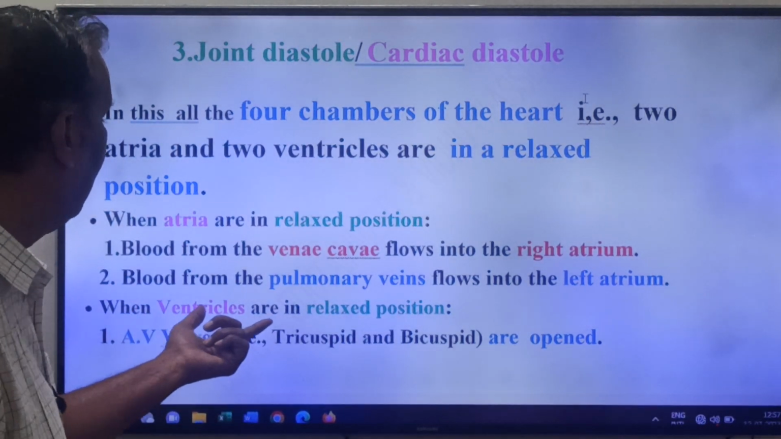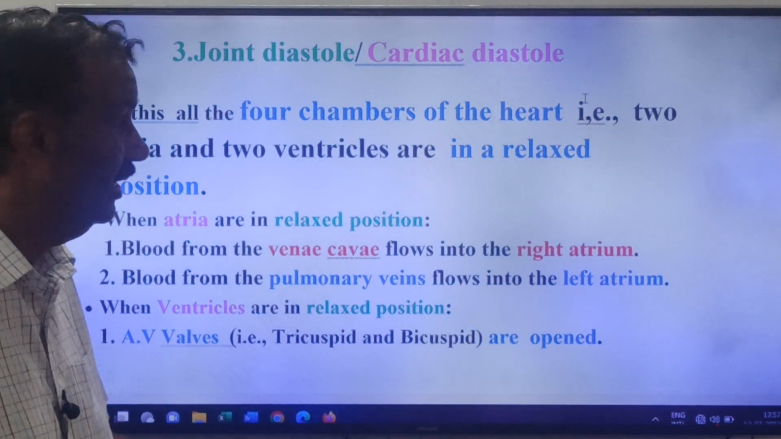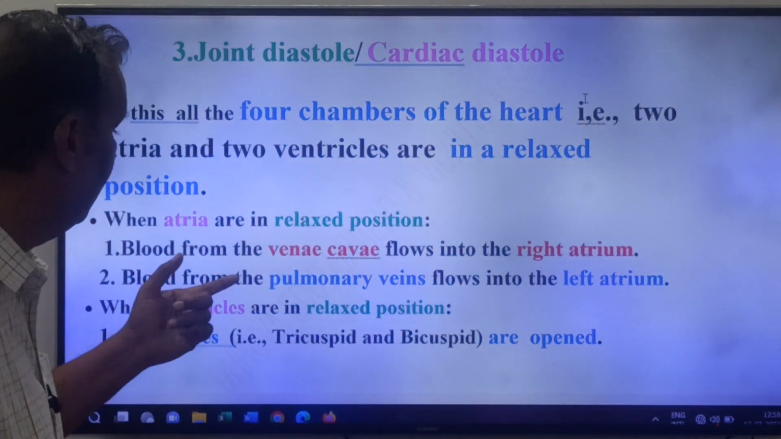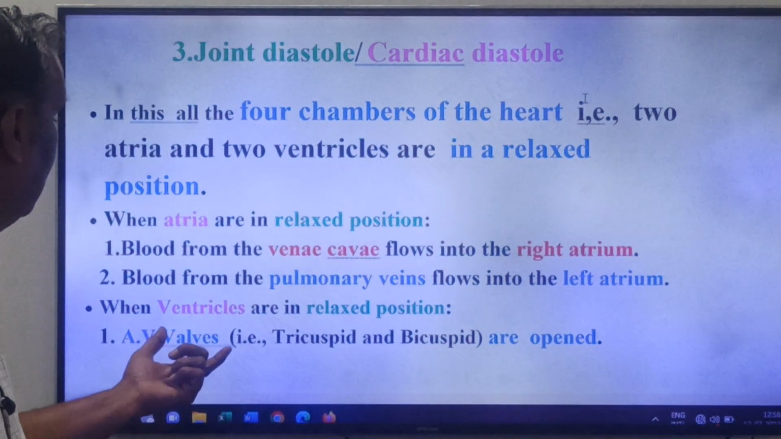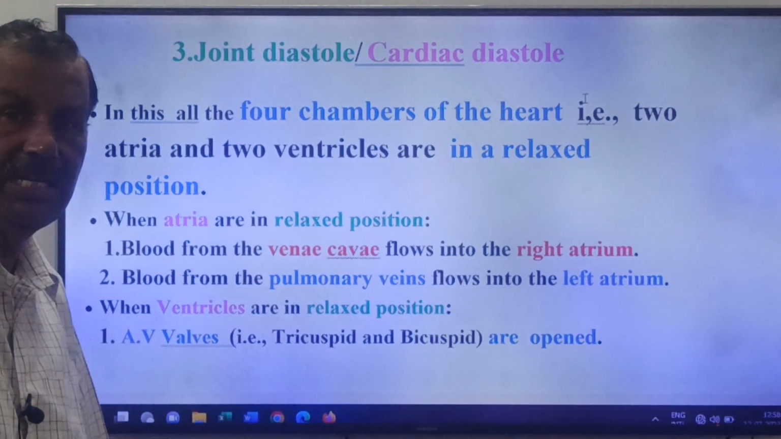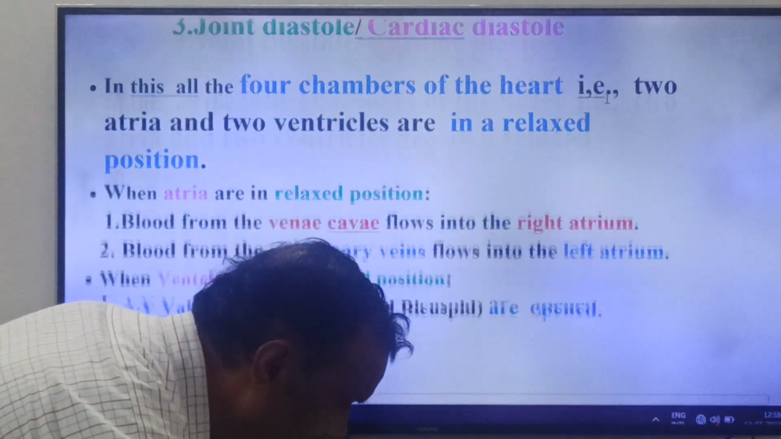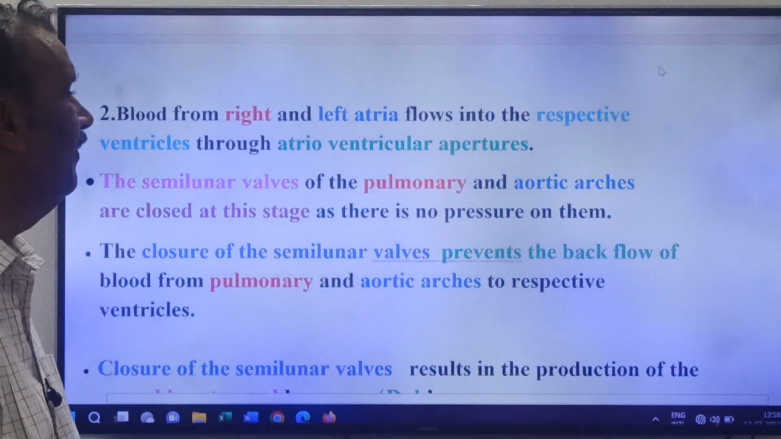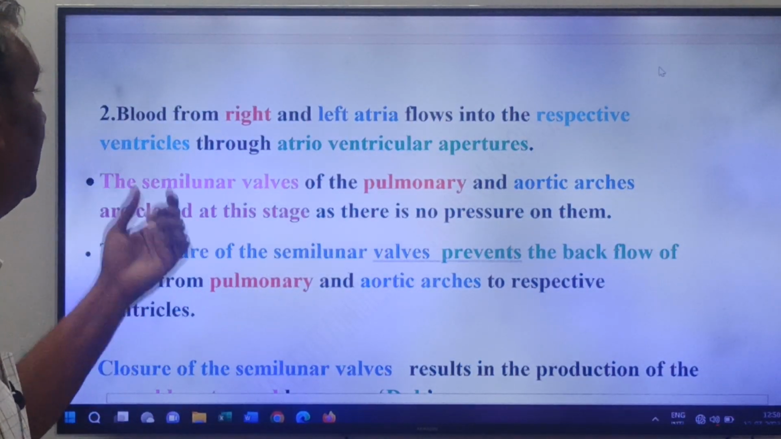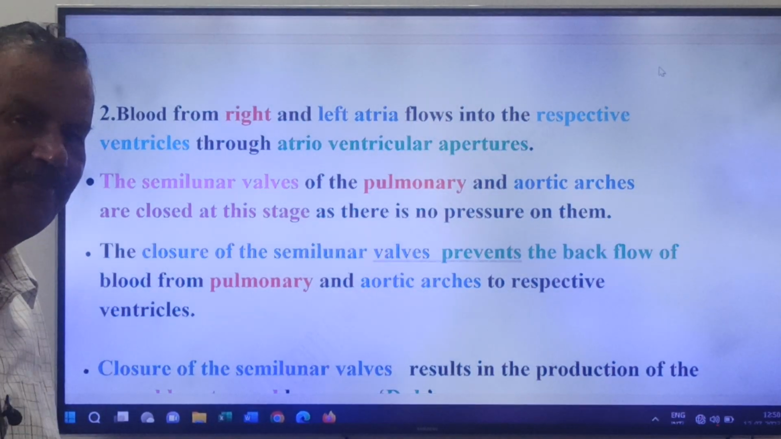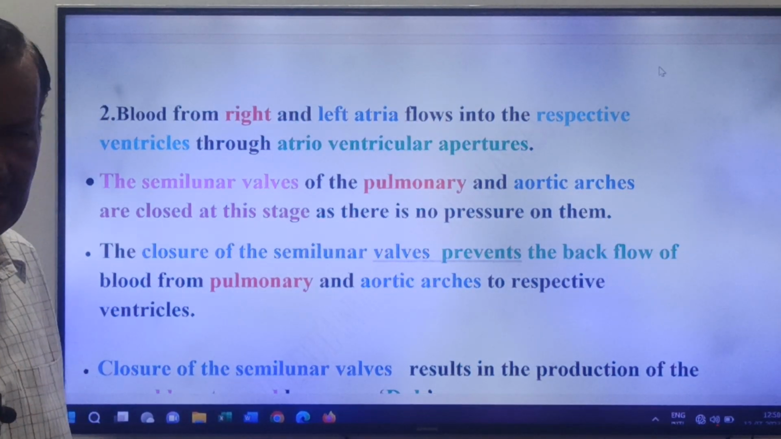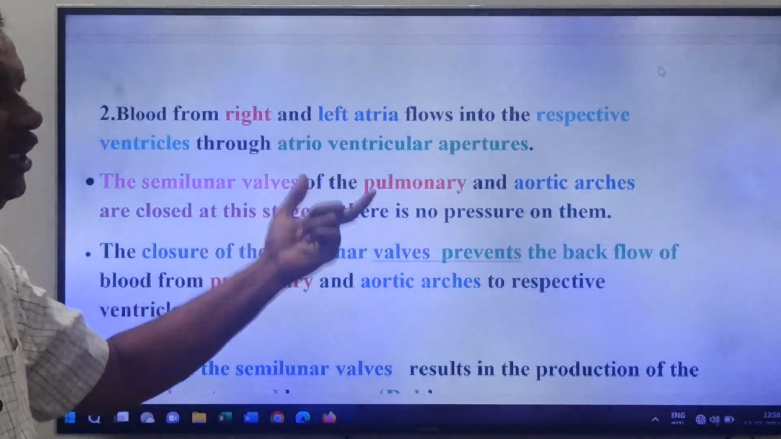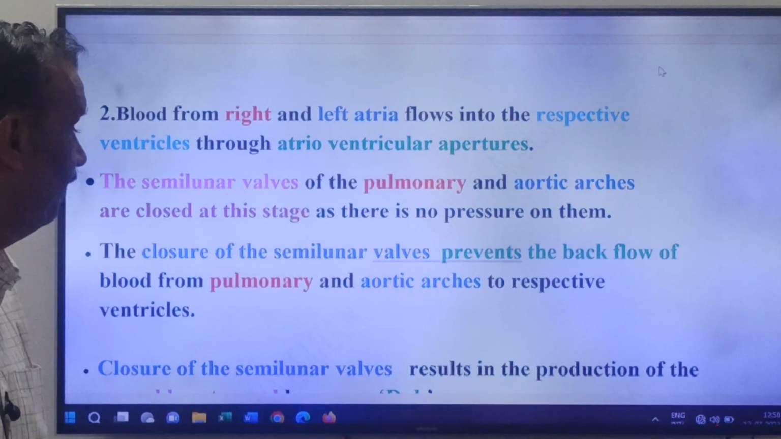Now, when the ventricles are in relaxed position, this is joint diastole, you know. First the atria are in relaxed position. When the ventricles are in relaxed state, AV valves, tricuspid and bicuspid valves, are opened. Next friends, blood from the right and left atria flows into the respective ventricles. From the right atrium, the blood enters into the right ventricle. From the left atrium, blood enters into the left ventricle. Through what friends? Through atrioventricular apertures.